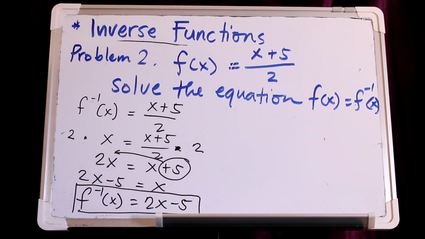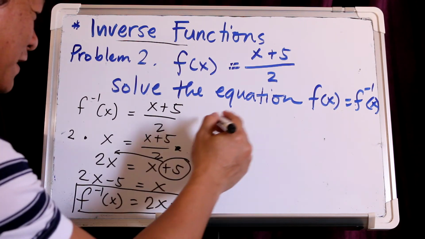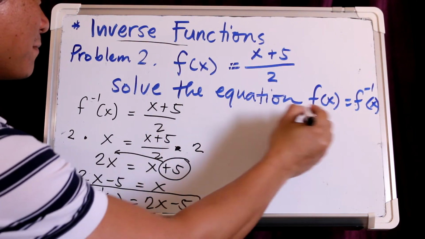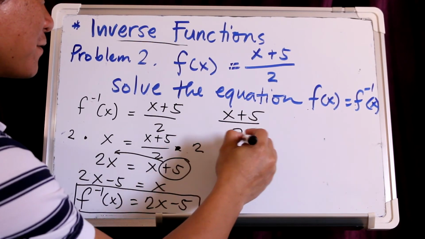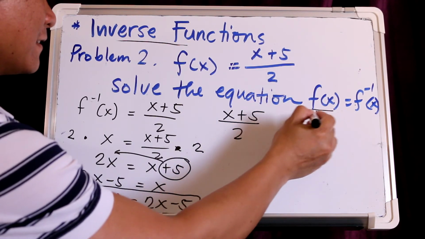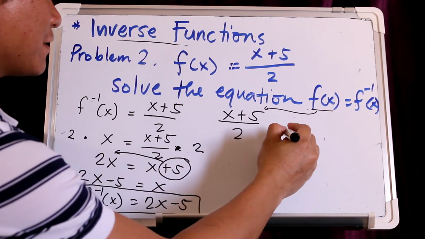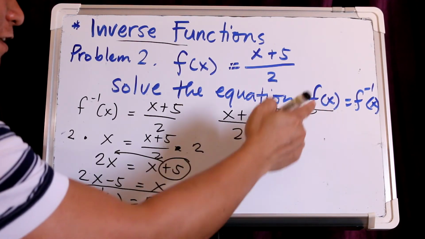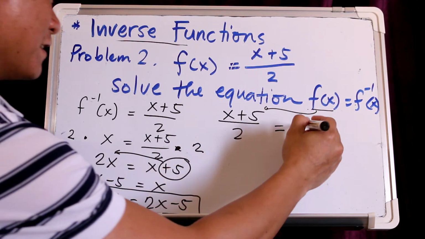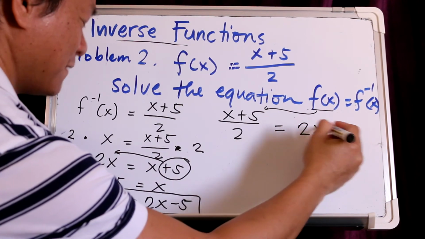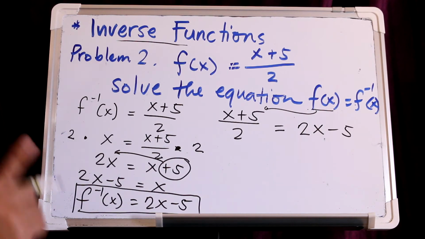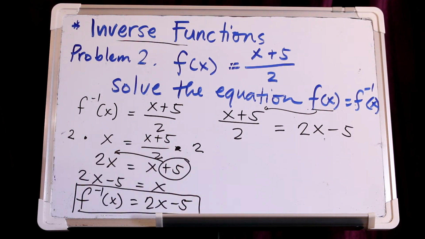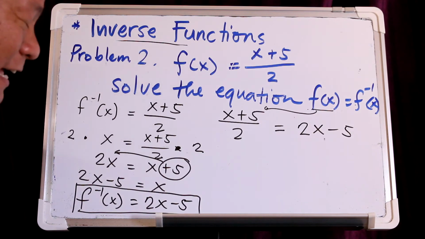Then I'm going to find out the equation. Okay, let's solve the equation. So I have first f(x), that means x plus 5 over 2. So this is our f(x). This side equals this one for the f negative 1 of x, so you have 2x minus 5. Now we need to have only one x here because we need to solve the x.